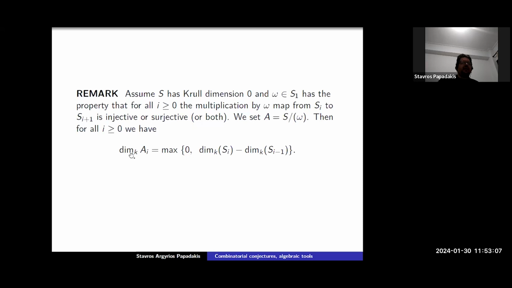then necessarily, again for obvious linear algebra reasons, the dimension of the graded part A_i is the maximum of 0 and the difference of dimensions. So this gives a nice control. This specifies the Hilbert function of A. And this is useful when one proves that the weak Lefschetz property implies the g-conditions.